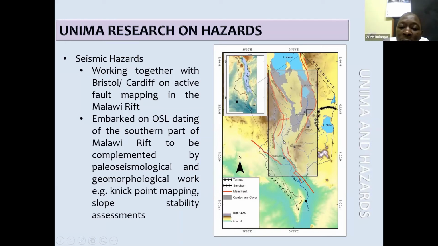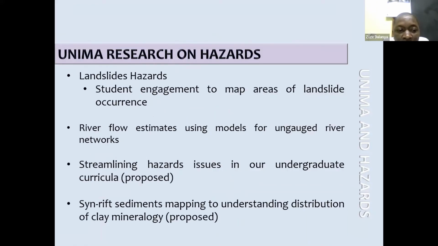We are aware that some areas of the rift do not have these sediments, so we are also trying to use other geomorphological techniques, for example, using nick points to try and estimate some tectonic effects and at what rate some of these processes are taking place, to be able to indirectly determine how old some of these faults are within the rift. So that's one of the activities that we're doing.